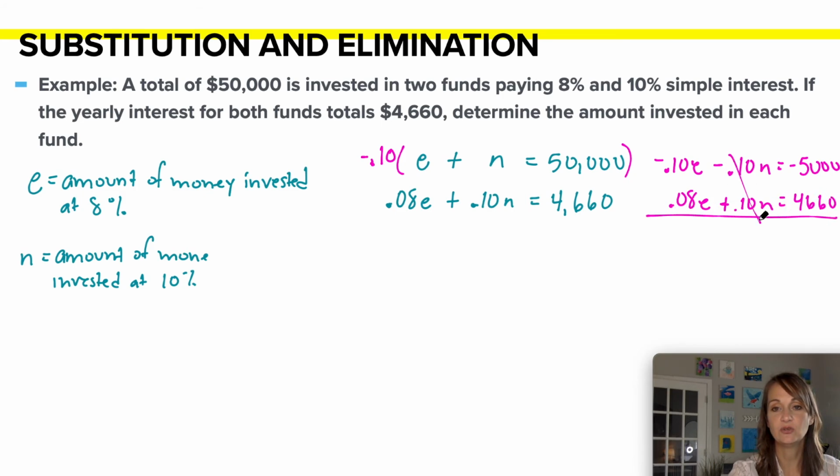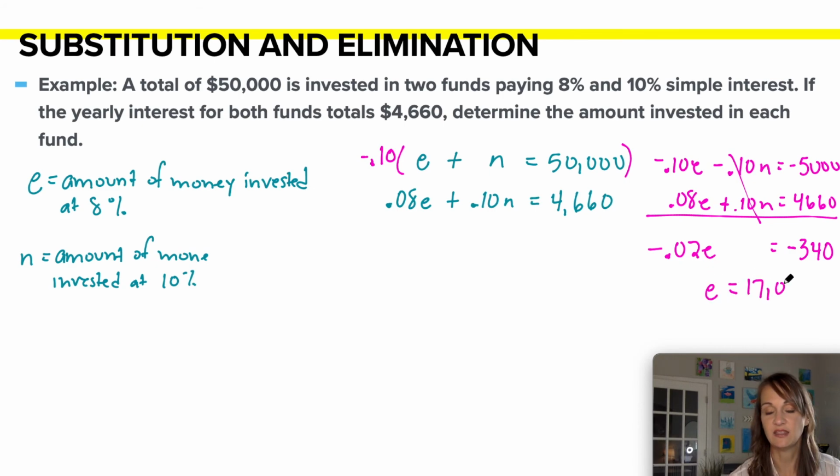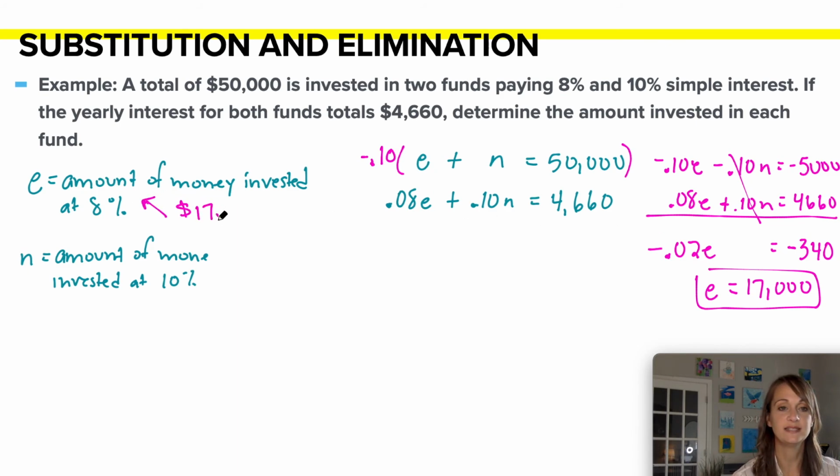Now when I add these two equations together, this will give me a negative 0.02 e equal to a negative 340. Now when I divide by 0.02, I will get $17,000. That means that $17,000 was invested in the 8% simple interest fund. Therefore, $33,000 must have been invested in the 10% interest fund, because they have to add up to $50,000.